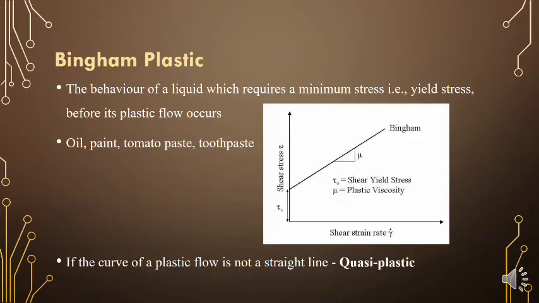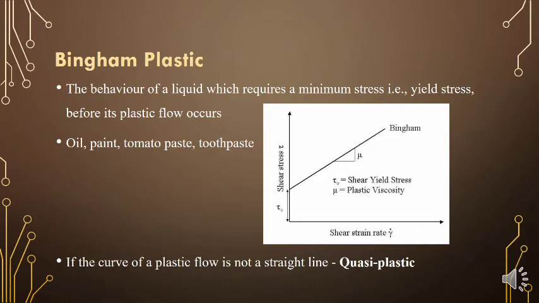Bingham plastic means the behavior of a liquid which requires a minimum stress, that is shear stress, before its plastic flow occurs. Some examples are oil, paint, tomato paste, toothpaste, etc. We press the toothpaste daily, and only after pressing will it flow. That is known as the yield stress here. That's why the flow does not start from the origin; it starts after some yield stress value.